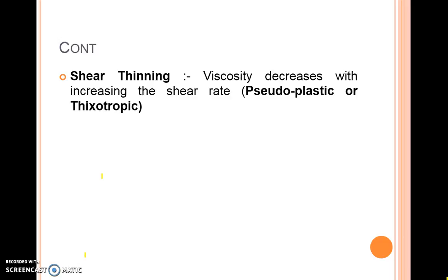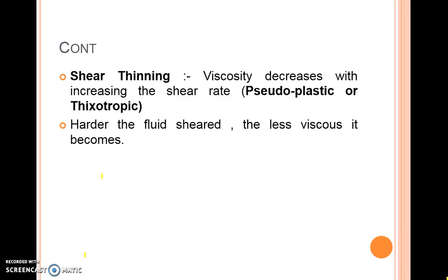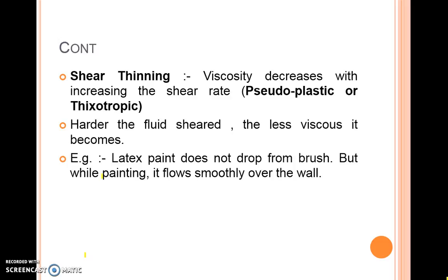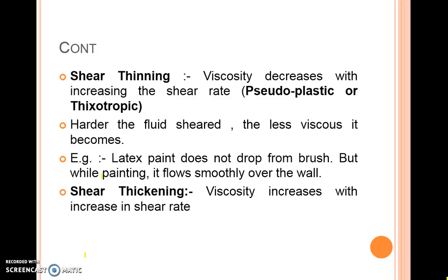Shear thinning is an example of non-Newtonian fluid, which is also called pseudoplastic or thixotropic. The harder the fluid is sheared, the less viscous it will become. Latex paint is the best example, where we can see the drop on the brush. If we take it on a brush, it will not drop down. It looks like a solid at that time, but while painting it flows smoothly like a fluid over the wall. That means the harder it is sheared, the less viscous it becomes.